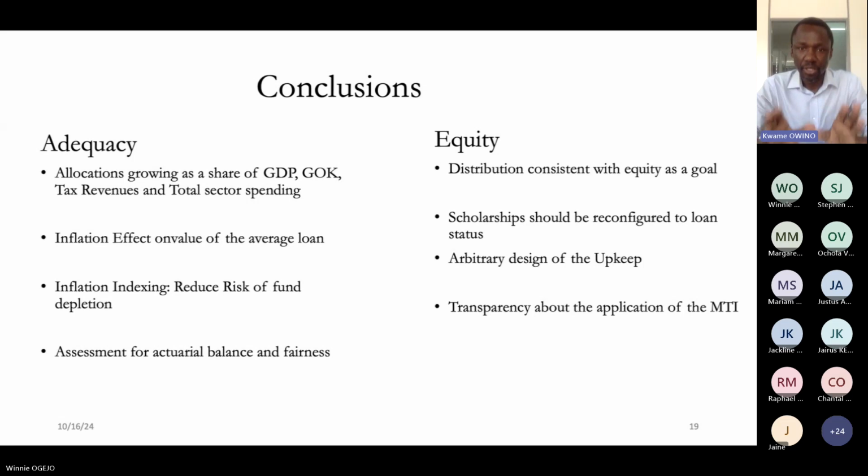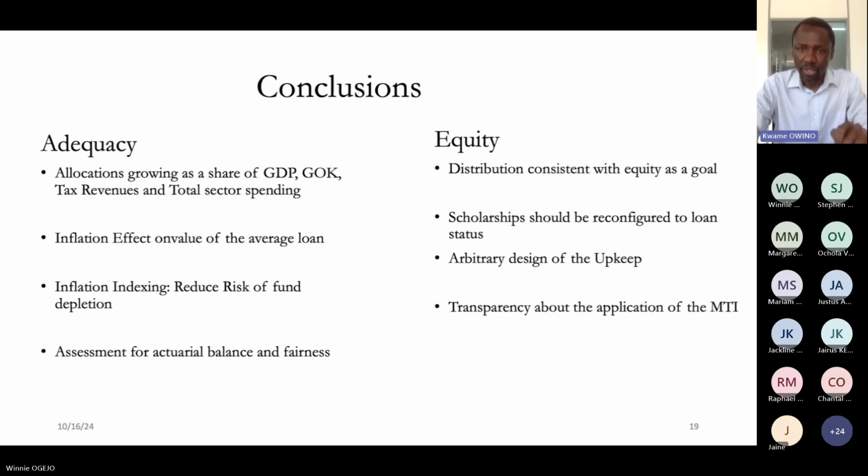So we've had the presentation, and this study is divided into two parts. The first part talked about adequacy. We are asking ourselves, based on the results of the means testing instrument that was designed by the Ministry of Education and administered by the Higher Education Loans Board, what are the consequences for adequacy? And then on the other side, we ask ourselves, what are the equity considerations? Those have been the biggest questions being debated over this time around the new funding model.